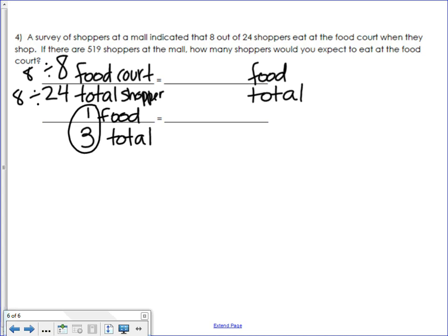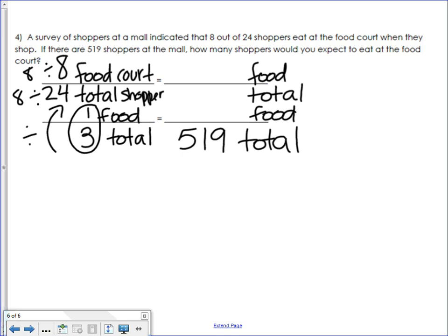It asks me if there are 519 total shoppers at the mall, how many would you expect to eat at the food court? So 519 is my total. And I'm looking for the amount that would eat at the food court. So I'm going to look for a relationship. I see that to get from 3 to 1, I divide by 3. This is a relationship within. So I'm going to see what 519 divided by 3 is.